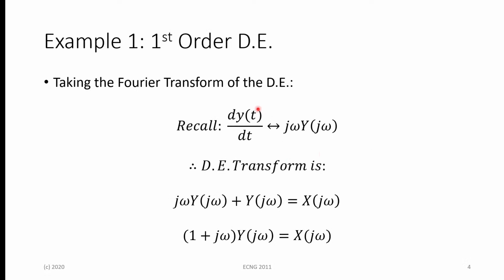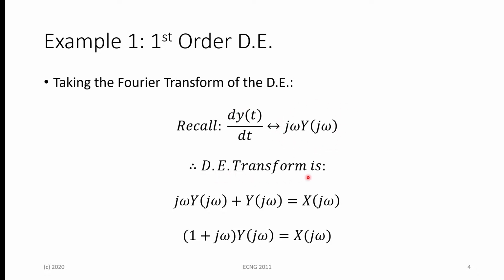So the first order differential for dy dt in your Fourier transform domain would be j omega Y(j omega), which basically is similar to s Y(s), and we just substitute s equal to j omega. Remember, there's no initial conditions for the Fourier transform because of the integral limits going from minus infinity to positive infinity.